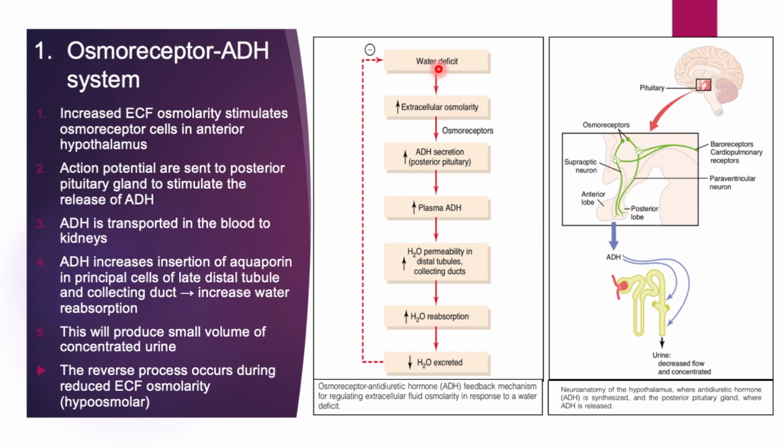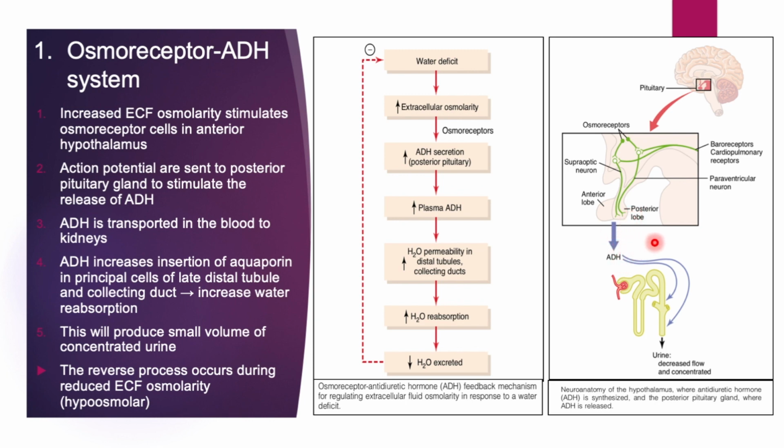When ECF osmolarity or plasma sodium concentration increase above normal, for example in the case of water deficit, osmoreceptor cells, which are special nerve cells located in the anterior hypothalamus, shrink. This shrinkage will cause them to send nerve signals to the supraoptic nuclei, which will then relay the signals down the stalk of the pituitary gland to the posterior pituitary. This action potential will stimulate the release of ADH.